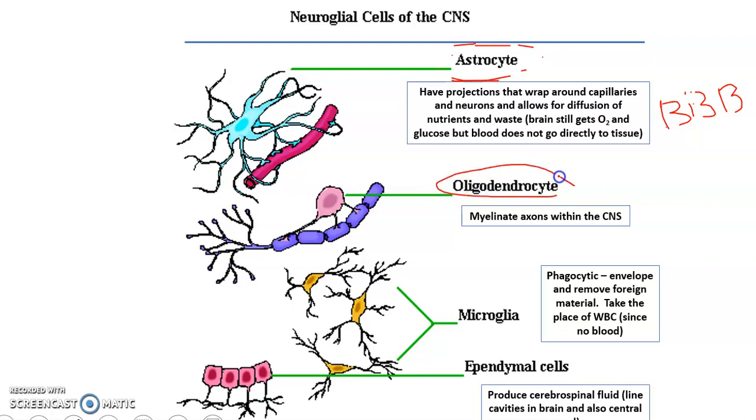Oligodendrocytes, oligo means few, dendro means dendrites, and cyte means cell. So it means the cell with few dendrites. Its function is to myelinate the axon within the central nervous system.